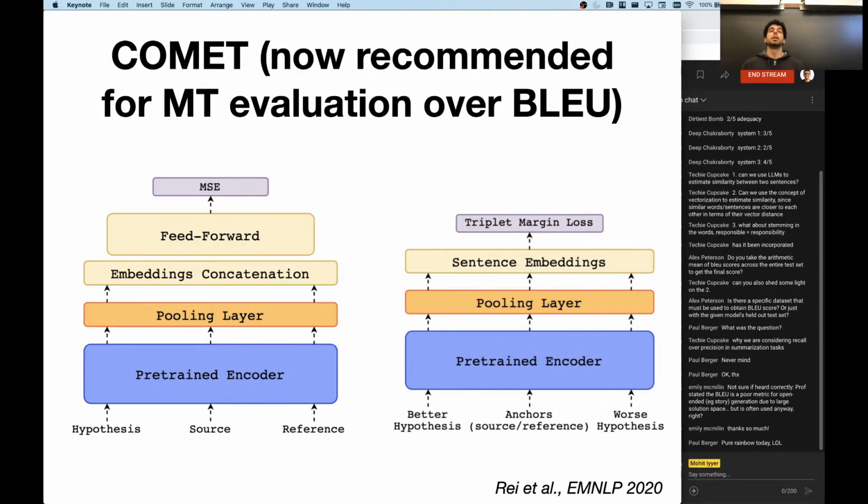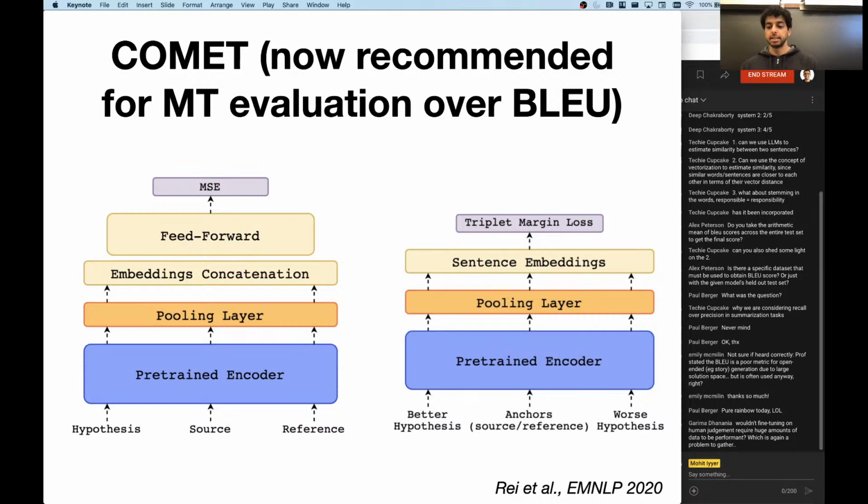You can do an element-wise average of all of those, or you can do something more complicated like a recurrent neural network. In this case, they probably just do an average. And they have a feed-forward layer, and finally they have this square loss, which we talked about when we did backprop, which is going to predict the exact score that a human rater assigned to this candidate translation from 0 to 100. So they treat this exactly as a regression problem.